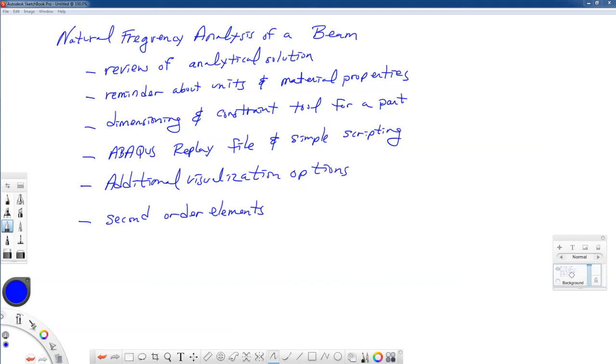We're going to investigate the Abaqus CAE replay file, the RPY file, and then edit it to do a simple script. We're going to explore some more additional visualization options, and we're going to take a look at second order elements, how to change those out in Abaqus CAE. So I'm going to start up Abaqus CAE. We're going to work with that exclusively this time.